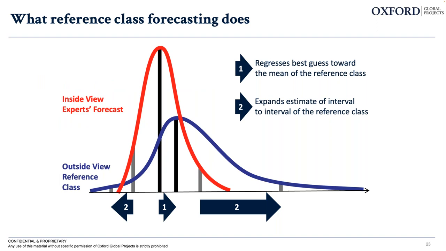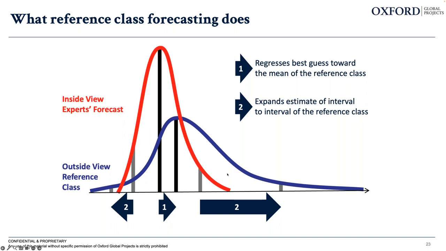So what does reference class forecasting actually do? Well, as a probabilistic forecast representing the full distribution of forecasted outcomes, in the statistician's language, RCF will look to regress the best guess from the inside view, so the inside expert view, here in red, towards the most likely case of the reference class of past similar projects. So that's the one here. So shifting this, what you could call P50, so the most likely scenario from the inside view expert forecast to the most likely outcome within the distribution from the reference class. So that's the one.